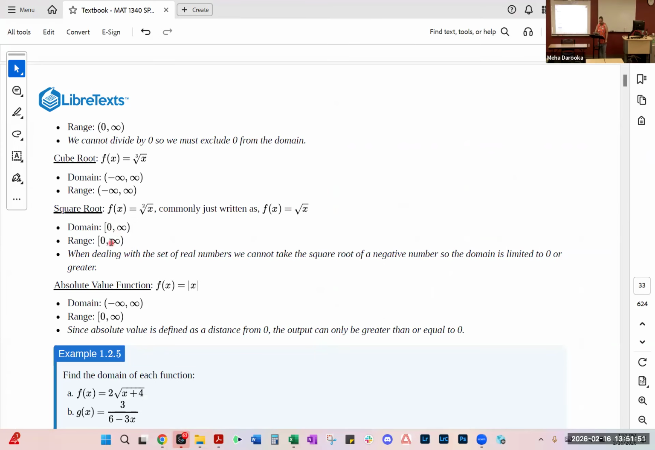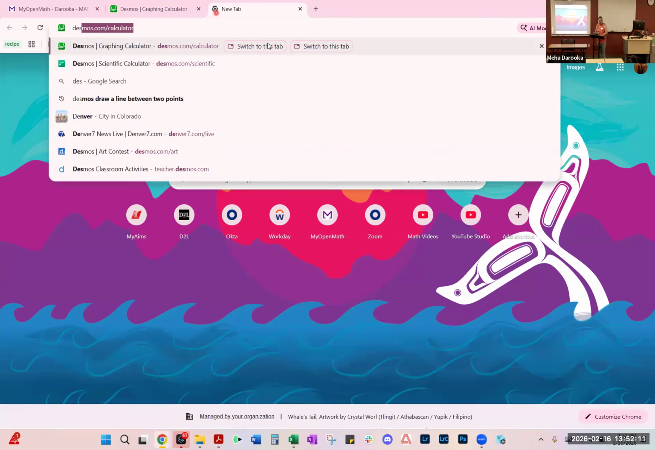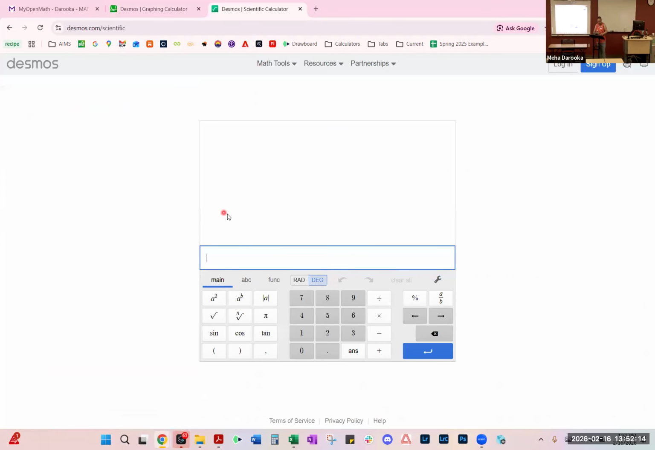So you can see here, domain and range. So they are saying when dealing with a set of real numbers, we cannot take the square root of a negative number, so the domain is limited to 0 or greater. And this is something you should remember from your previous algebra class, but I can again do just a quick demonstration here. So let's say we want to take the square root of -4, and you will see it's going to tell us it's undefined. But if I took square root of +4, it would give me the answer 2.